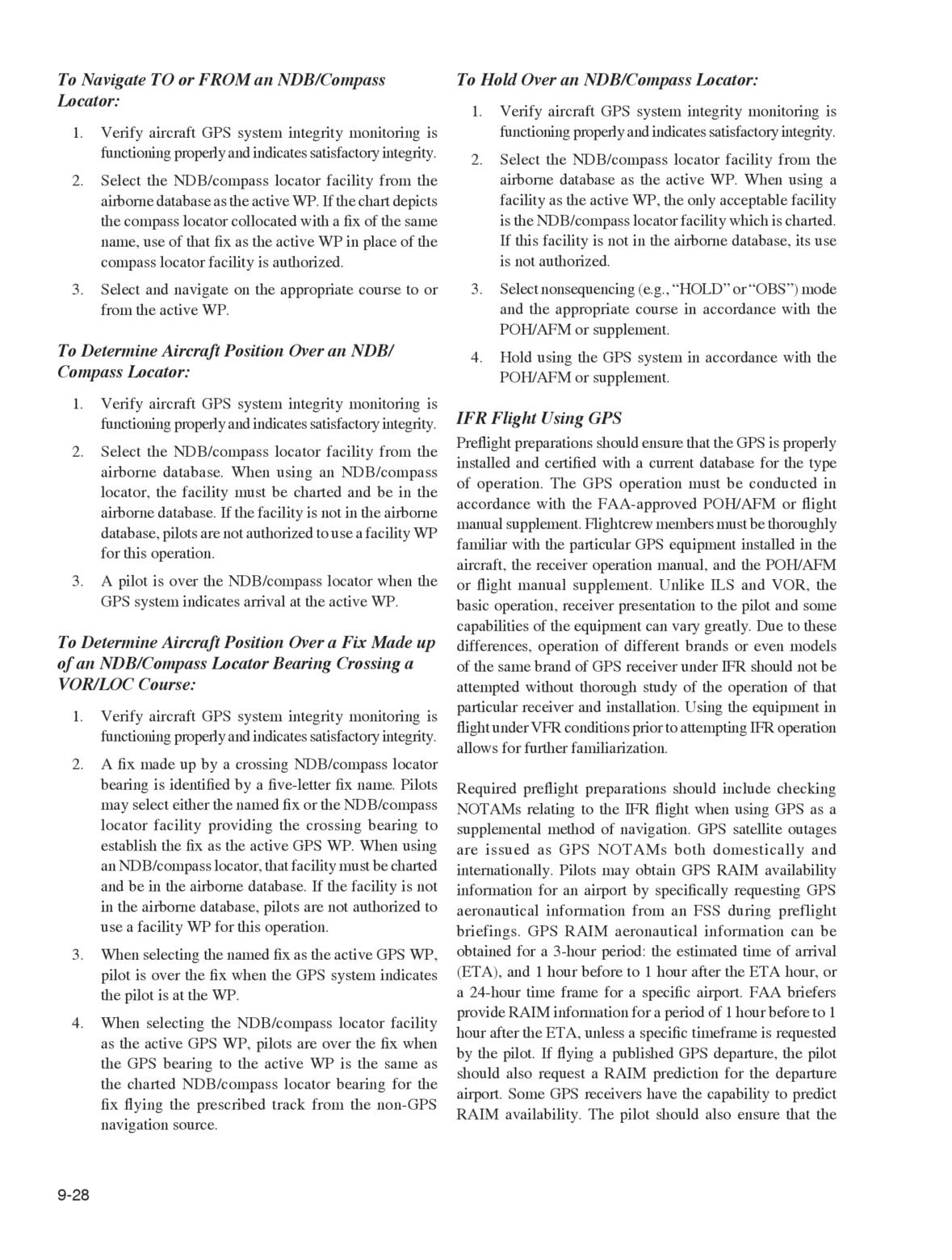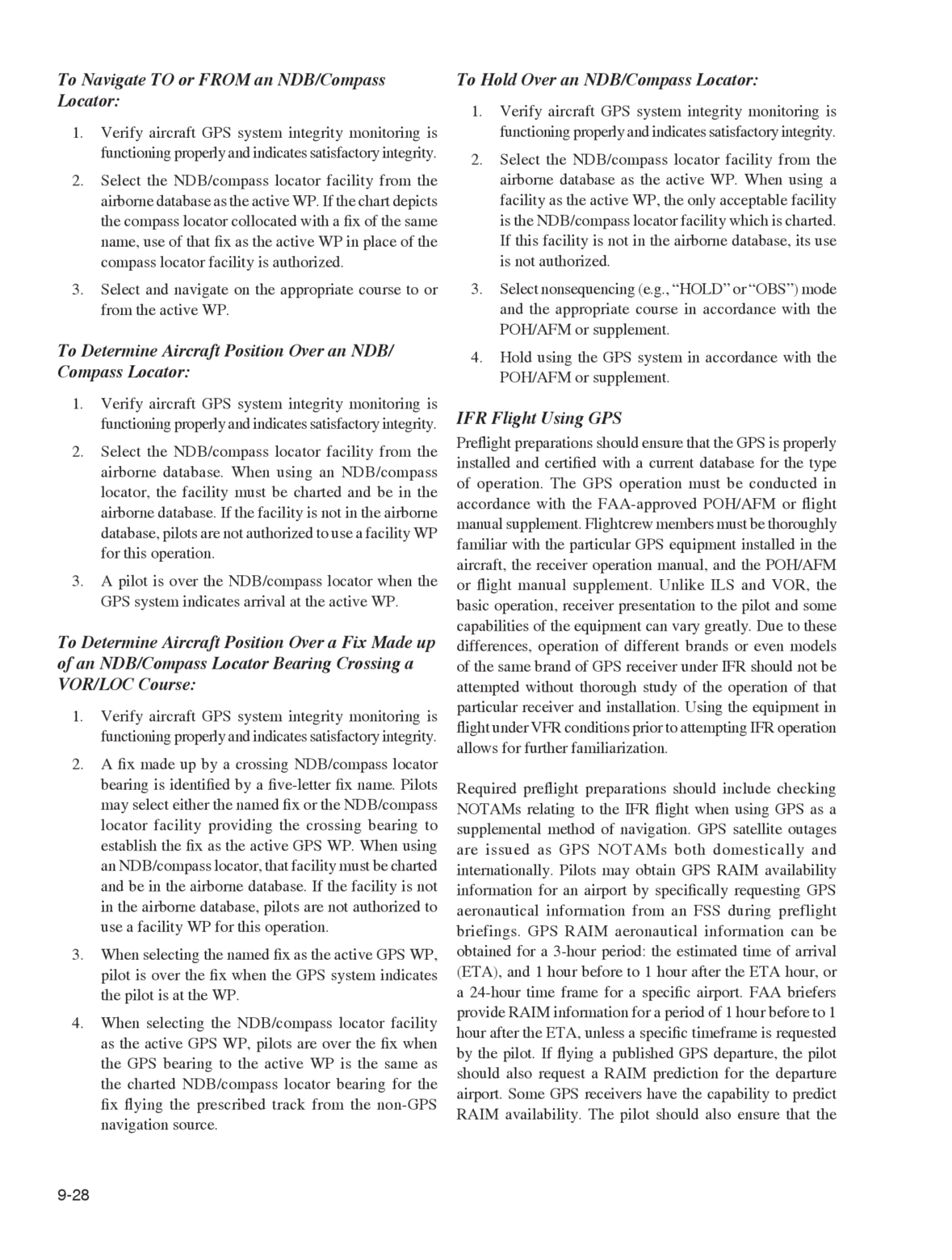1. Verify aircraft GPS system integrity monitoring is functioning properly and indicates satisfactory integrity. 2. A fix made up by a crossing NDB/compass locator bearing is identified by a 5-letter fix name. Pilots may select either the named fix or the NDB/compass locator facility providing the crossing bearing to establish the fix as the active GPS WP.